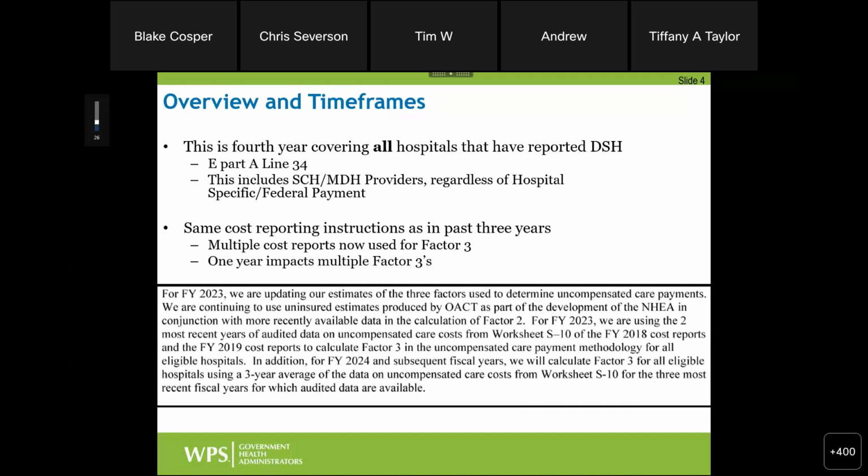Now, this is the 4th year that we've been auditing all hospitals that have reported DISH. Now, again, it's all about, did you report DISH on ePart A line 34? It doesn't matter whether you really received a benefit from that DISH, and that really gets to the sole community hospitals, which we'll see in the next slide actually. The sole community and Medicare dependent hospitals are still part of this S-10 audit, regardless of any sort of hospital specific payment.